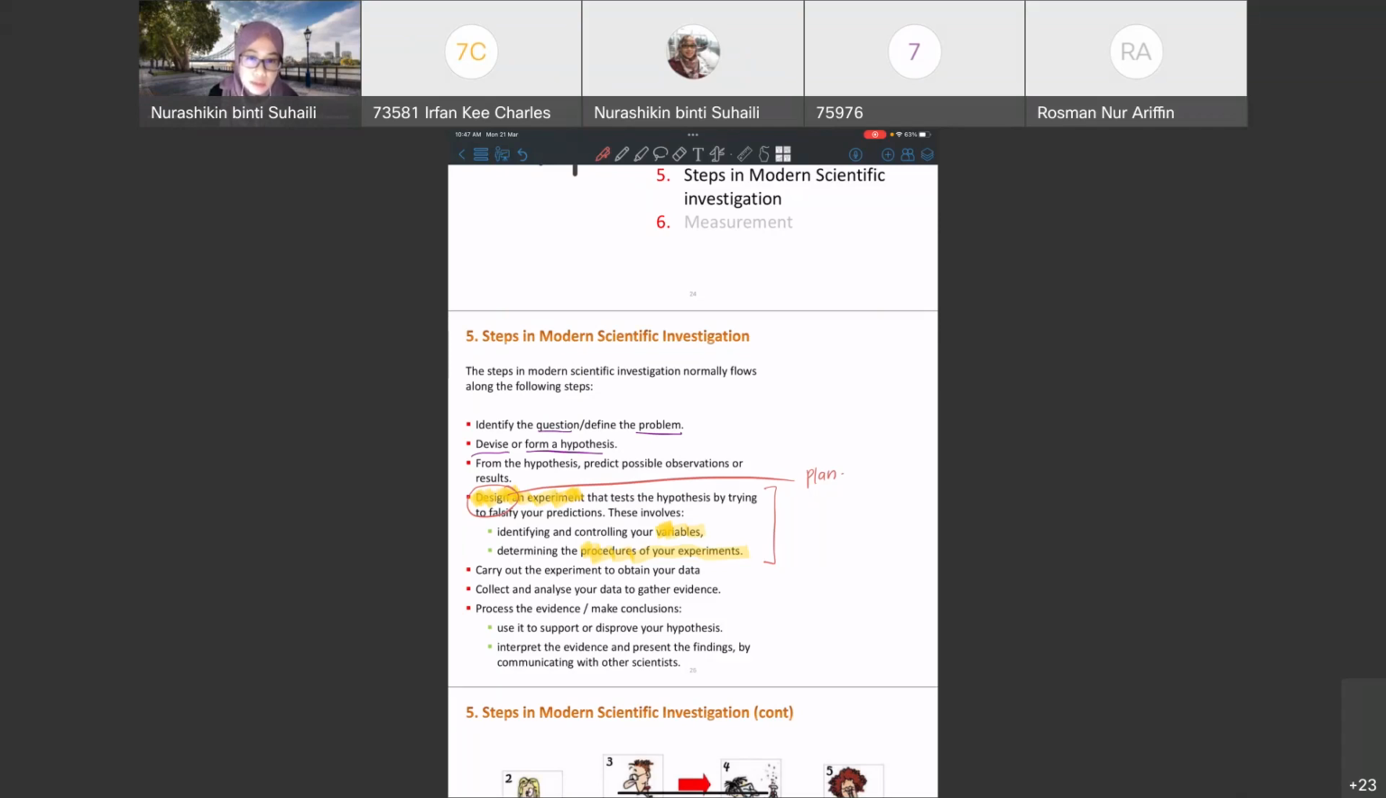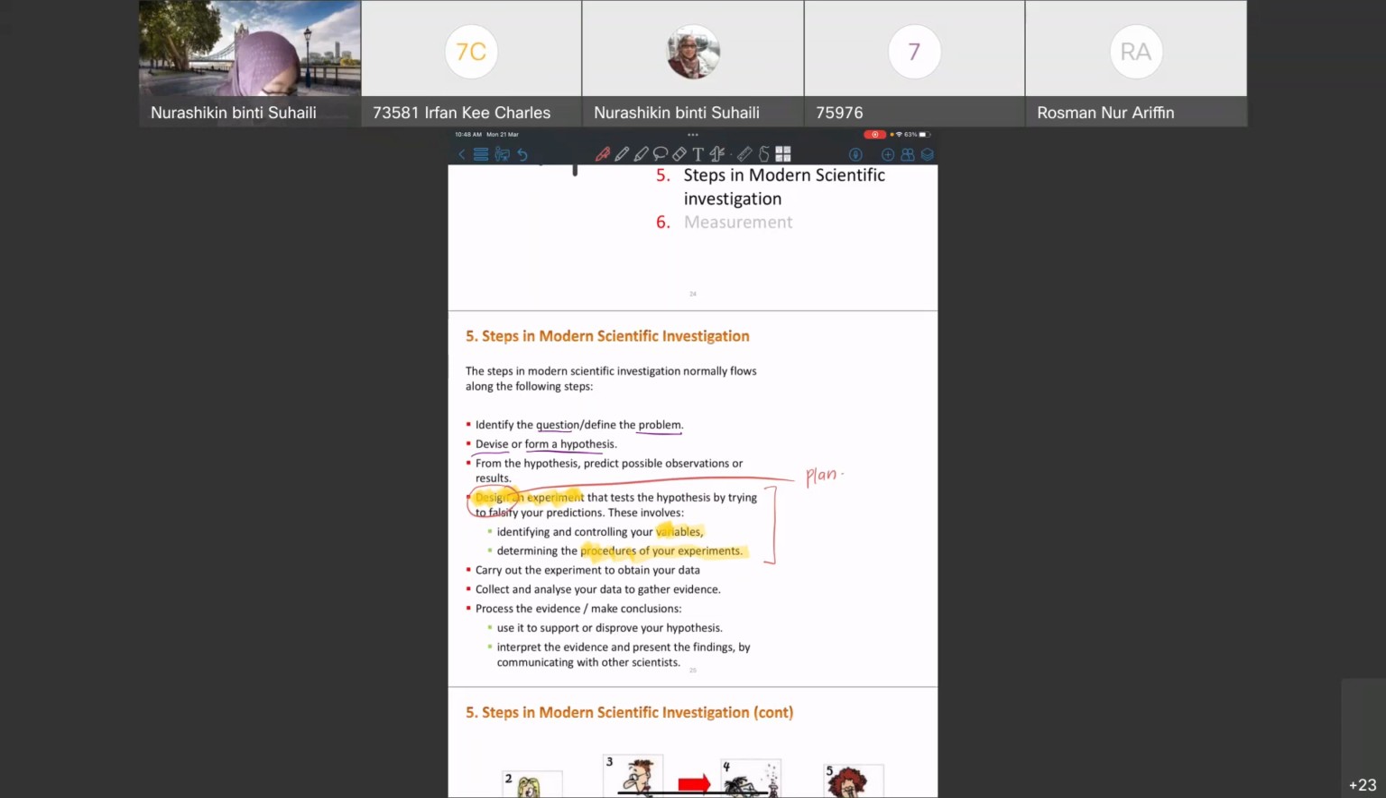Identify and controlling your variables. Variables ni bukan saja yang melibatkan you punya work, okay, like the one that you want to control in your experiment, but also around you, external things. External things. Determine the procedure of your experiment. Procedure ni, you have to know the methods, how to use the equipment. That's another thing. You have to learn first how to use the equipment before you do your work, and before you start with your own experiment. Benda tu semua dalam planning, dalam design.